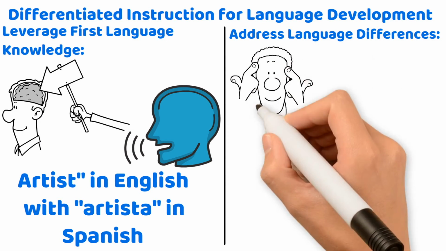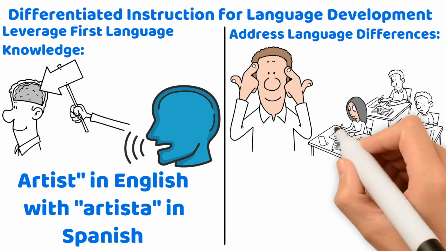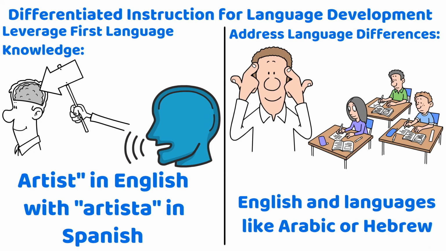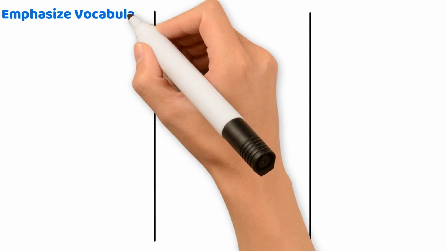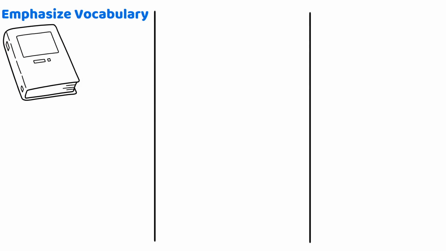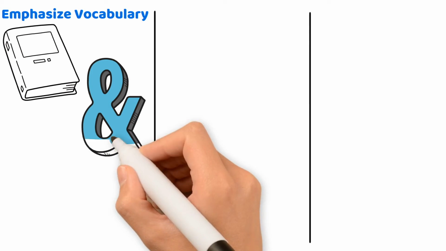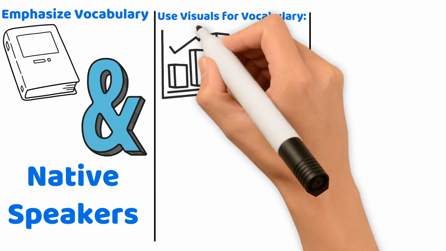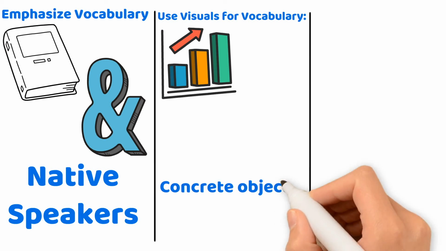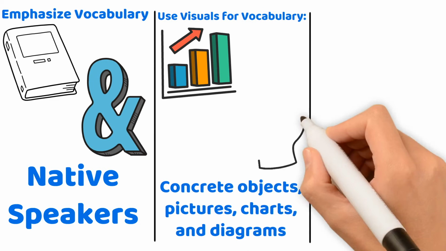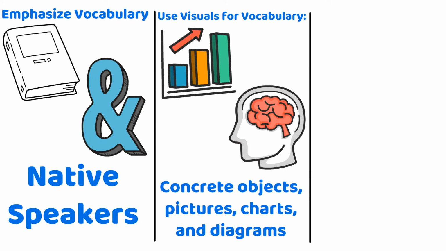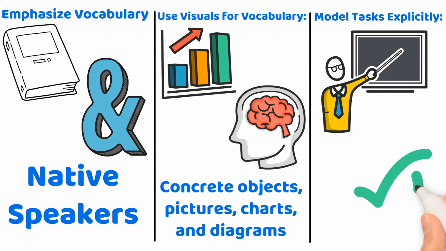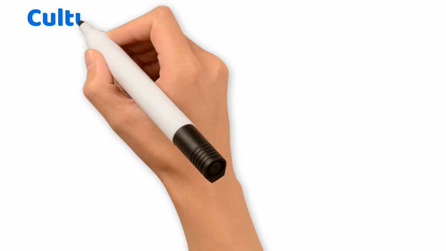Be mindful of structural differences between English and the student's native languages, such as print directionality differences between English and languages like Arabic or Hebrew. Emphasize vocabulary. Provide intensive vocabulary instruction, focusing on key English words more extensively than with native speakers. Use visuals for vocabulary. Enhance vocabulary lessons with concrete objects, pictures, charts, and diagrams to support understanding. Model tasks. Explicitly demonstrate tasks clearly and slowly, ensuring that instructions are accessible and comprehensible to ELs.